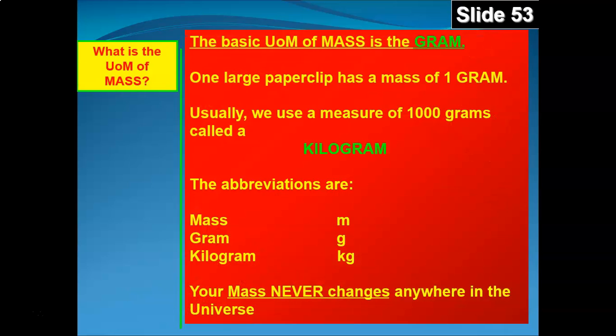So what is the unit of measure of mass? The basic unit of measure of mass is the gram. One large paper clip has a mass of 1 gram. Now, usually we use a measure of 1,000 grams in physics, and that's called a kilogram. So the abbreviations for mass are small m for mass, small g for gram, and small kg for kilogram. Your mass never changes anywhere in the universe.